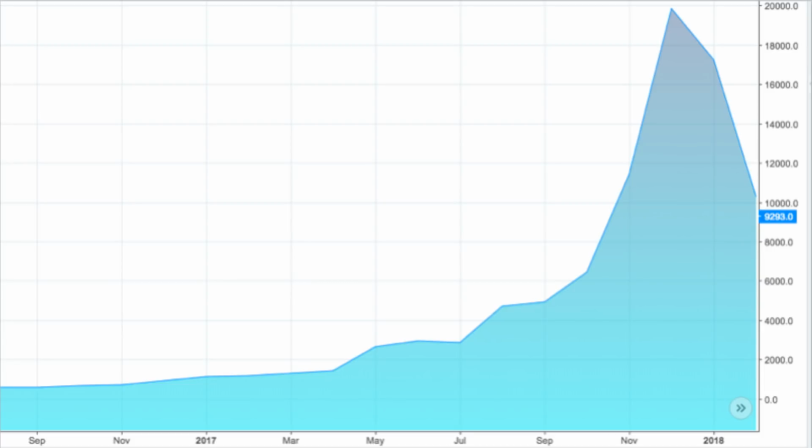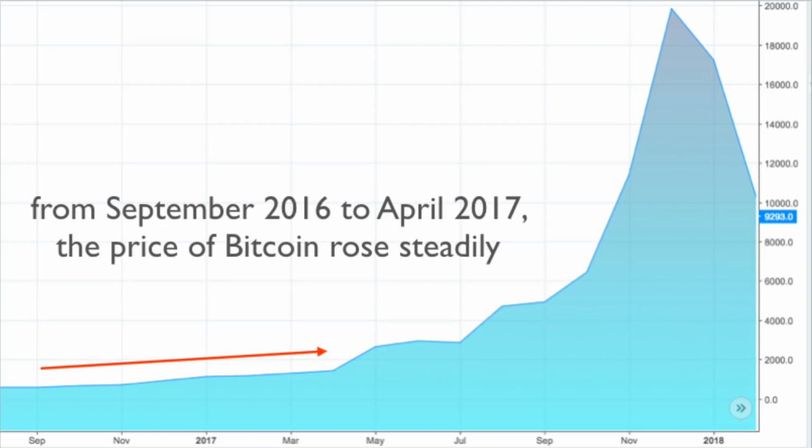Okay, good. So going back to this. Look at that red arrow. What can you say about the red arrow? Have a little think about this. How can you explain what is happening here? There are many different ways that we can talk about graphs, but I'm going to show you the most common. And it's this. From September 2016 to April 2017, the price of Bitcoin rose steadily.